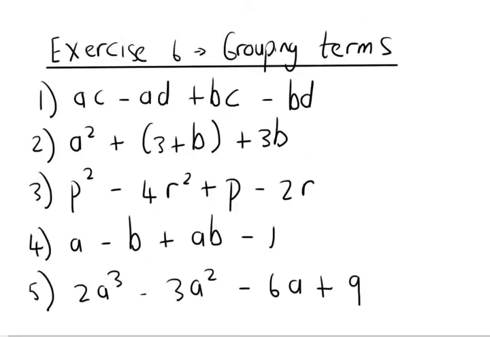Please write down this exercise 6. It will be our last exercise for now. And then after you've tried to complete it, have a look at the answers. So this over here by number 4, just take note that that's a 1 over there. That's a 1, so it's a minus b plus ab minus 1.